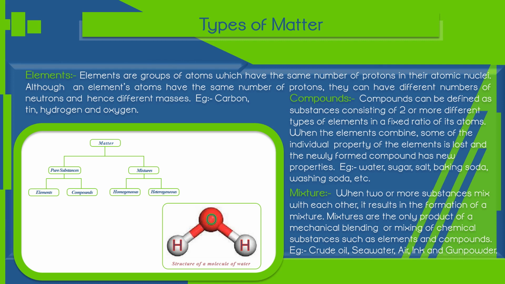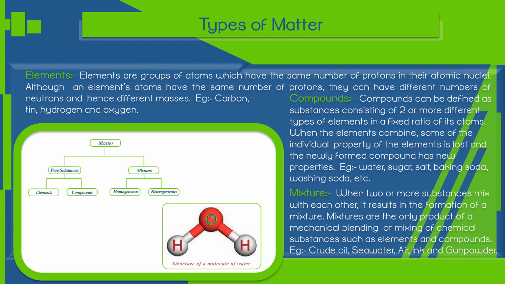There are about 118 different elements known to us. Out of these, 92 elements are natural, while 26 are man-made and are prepared by scientists in laboratories. Then the second one is compounds.